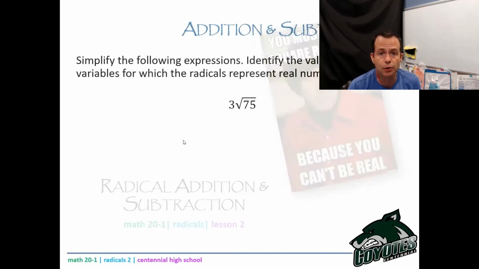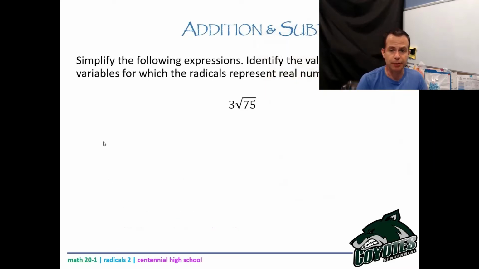All right, so simplify the following expressions. We're just going to do this as a warm-up. Identify the values of the variables for which the radicals represent real numbers. So we have to deal with that if we have variables. In this first example, there are no variables to deal with, but I want to look at this 75 and I want to say to myself, okay, I need a perfect square factor of 75. I know 75 is 25 times 3, so I'm going to break this down into 3 root 25 and root 3. Okay, that 3 in the front is just along for the ride right now. He just stays in the front.